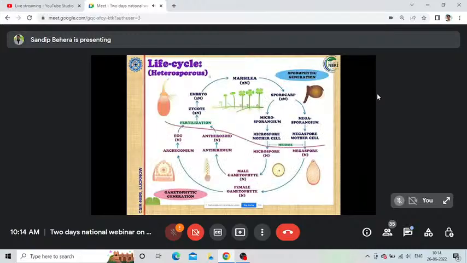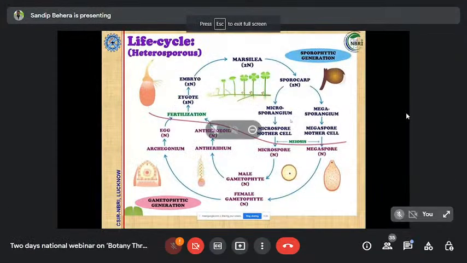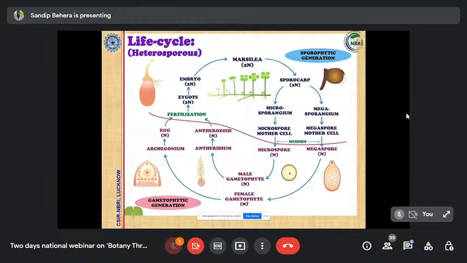Likewise, in heterosporous ferns, microsporangia and megasporangia will develop, and the microspore from the microspore mother cell and the megaspore from the megaspore mother cell. The microspore will develop the male gametophyte, and the megaspore develops the female gametophyte, and it will form antheridia and archegonia, and after the fertilization they form a zygote and they form a complete sporophyte. It is in the case of heterosporous plants.